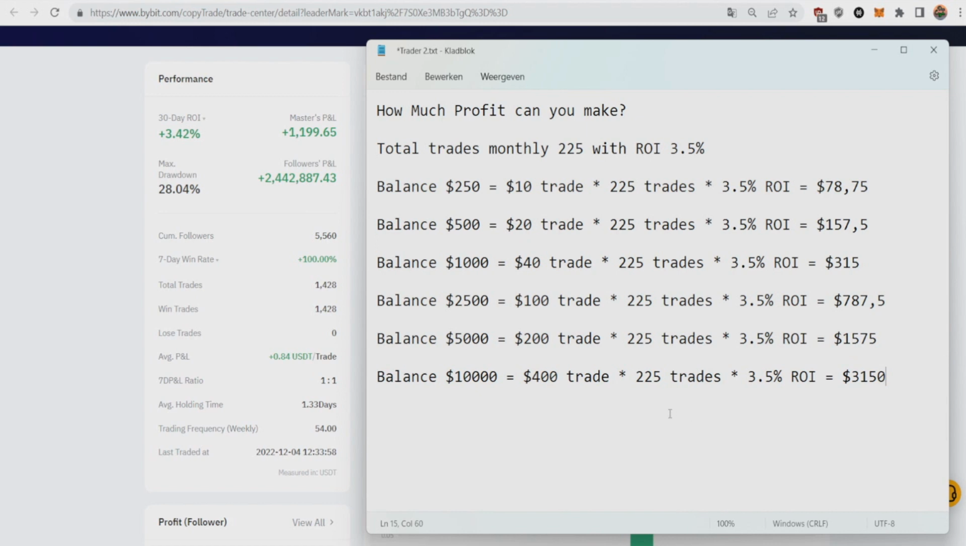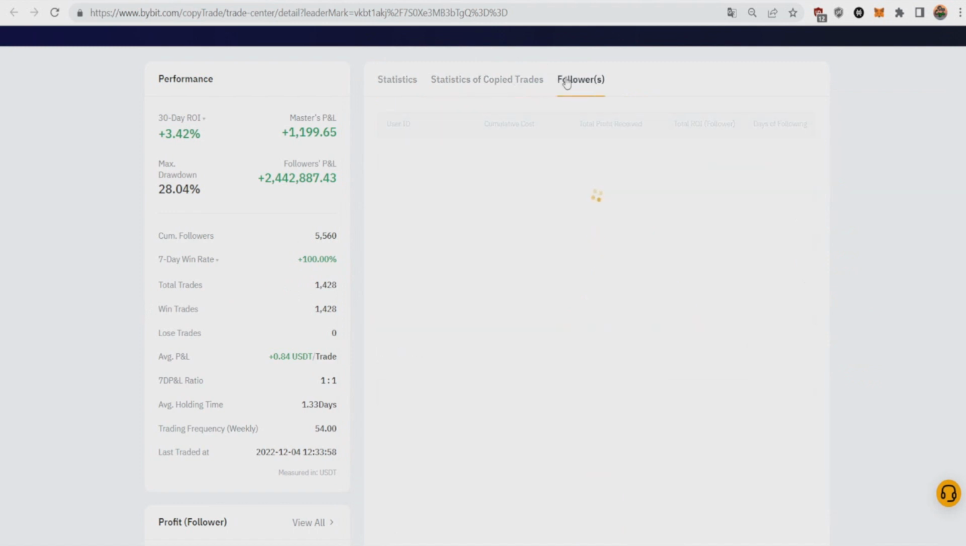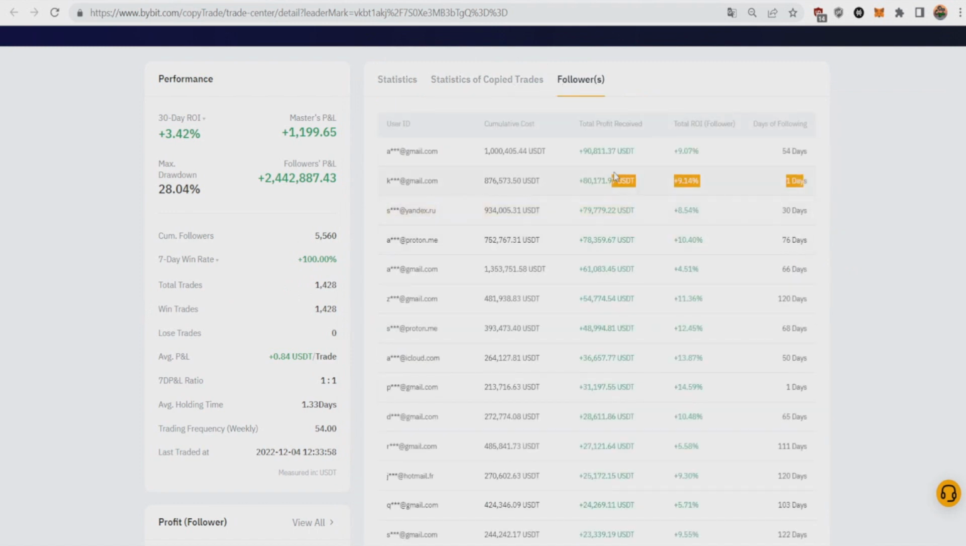Even though these returns are amazing, and as you can see, guys, statistics of his followers, some people make like 80,000 in a day. Like some people go crazy on these guys. Like some people do it easier. Cumulative cost is basically every trade you did combined. You can make an insane amount of profit. As you can see, I already doubled my money easily.